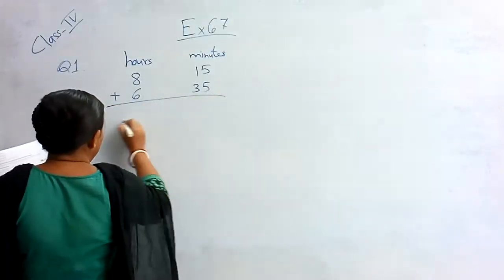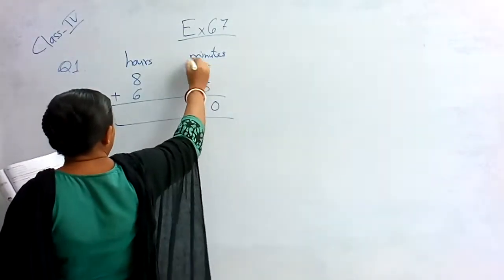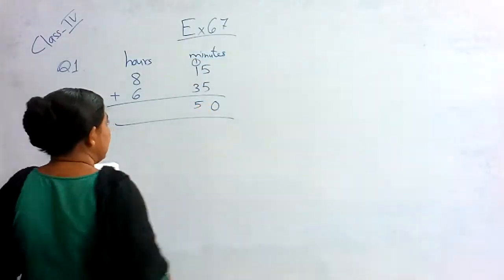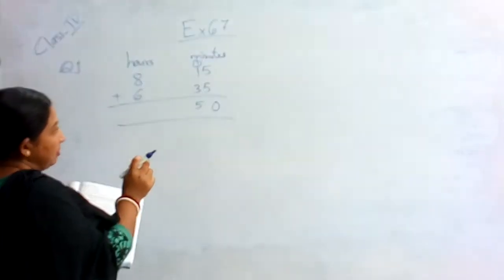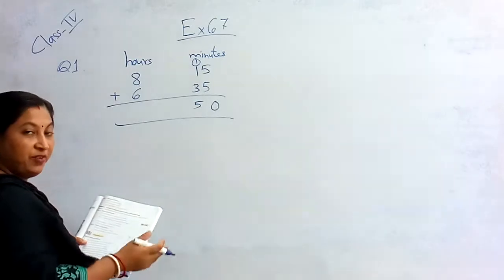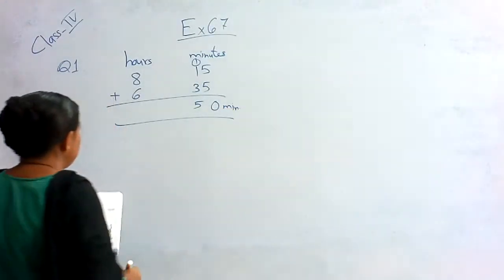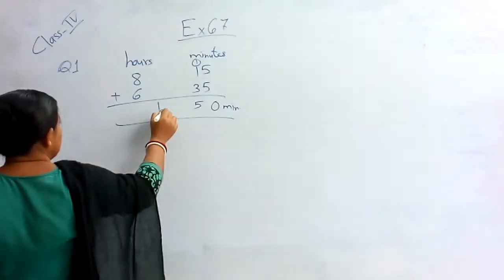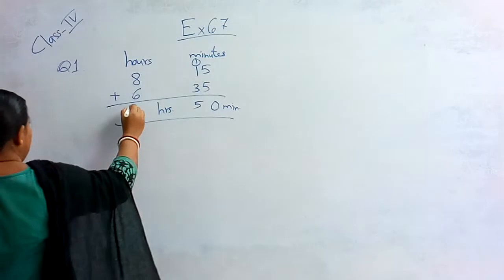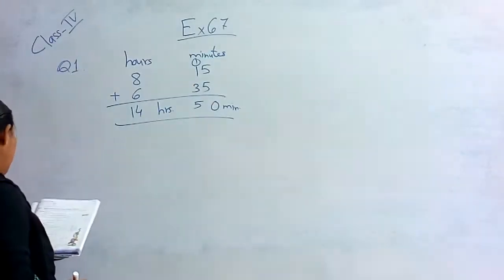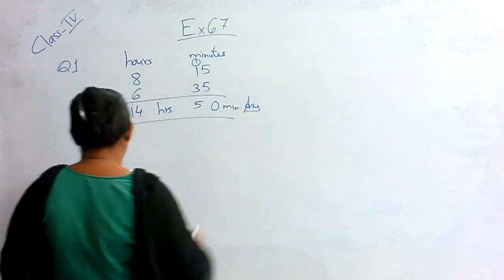When you add this one, this is 5 plus 5, 10, carry 1, 3, 4, 5. It is less than 60, so you will leave the minutes as it is. But if it is more than 60, then you have to convert it. This is in minutes. Now hours. Add 8 plus 6 will be 14. So 14 hours and 50 minutes is the answer for number 1.